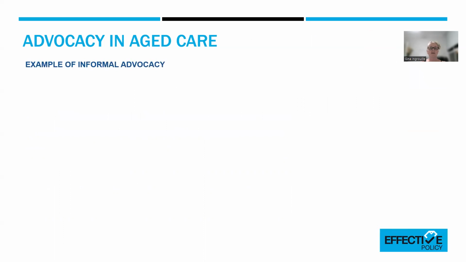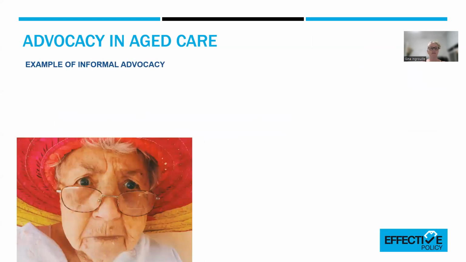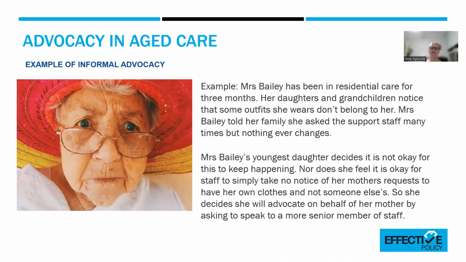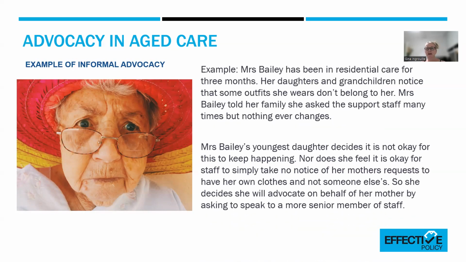An example of informal advocacy. This is Mrs. Bailey, by the way. She doesn't recognise that hat and she says they're not her glasses. Mrs. Bailey has been in residential care for 3 months. Her daughters and grandchildren notice that some of Mrs. Bailey's outfits she wears don't belong to her. Mrs. Bailey told her family she asked the support staff many times, but nothing ever changes.